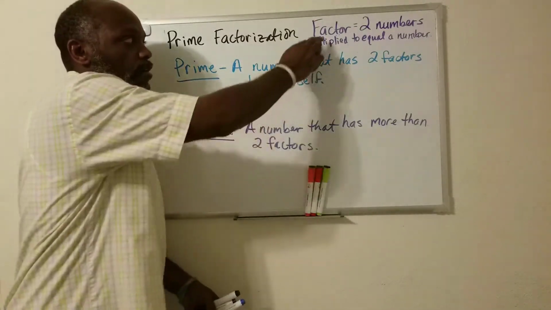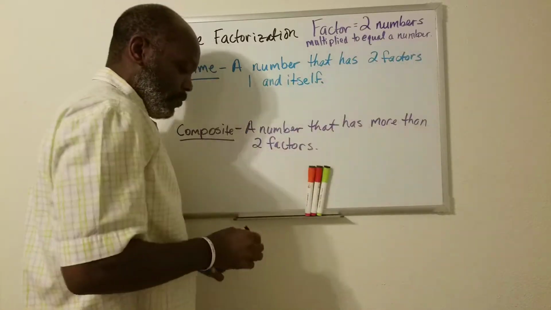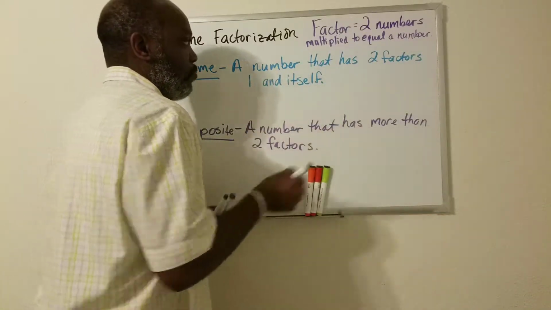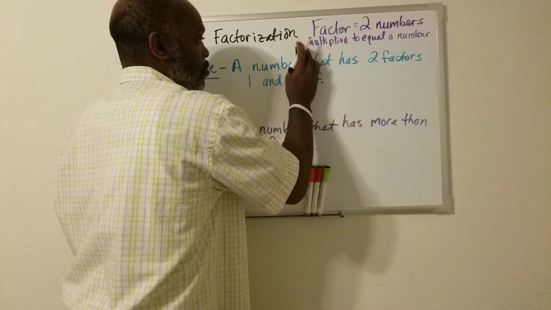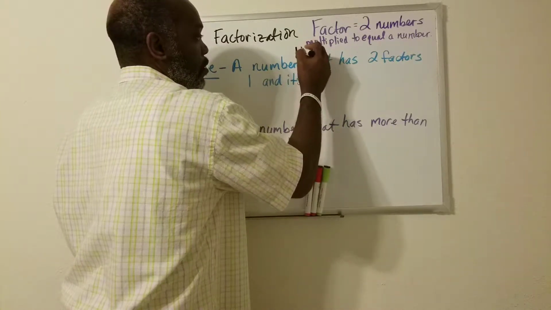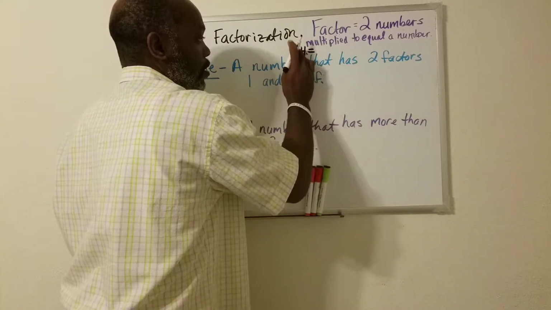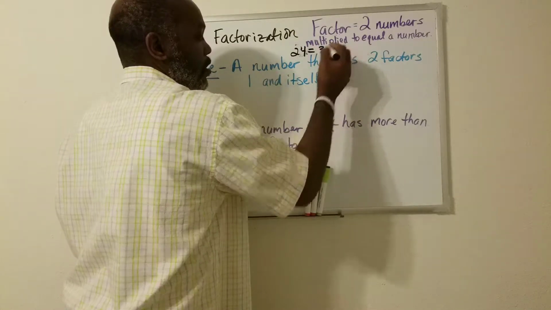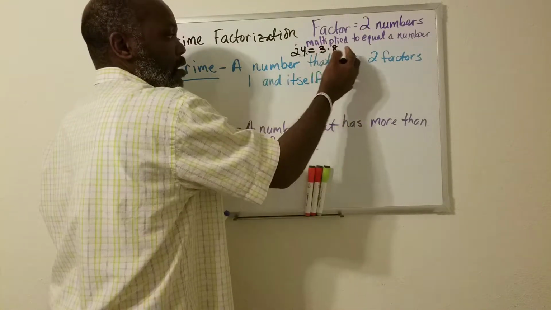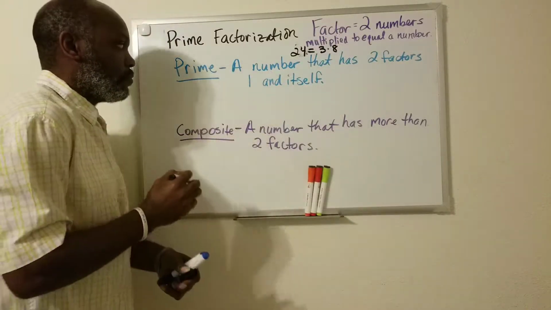All right, so a factor is two numbers multiplied to equal another number. An example of that would be like the number 14, but I don't have a lot of factors there, so I'll just use 24 because it has a lot of them. Like 3 times 8, 3 times 8 is 24. 3 and 8 are factors of 24.